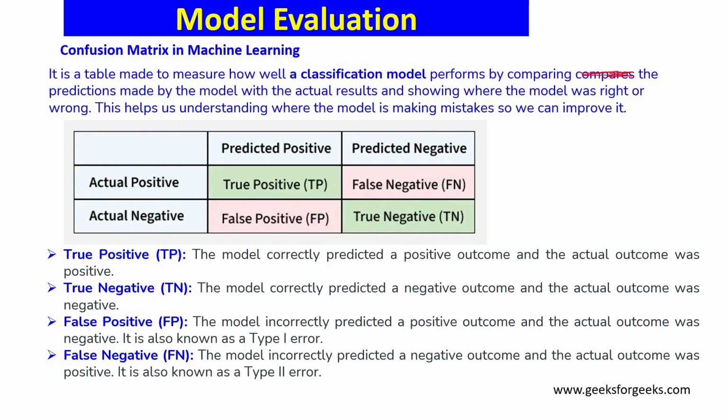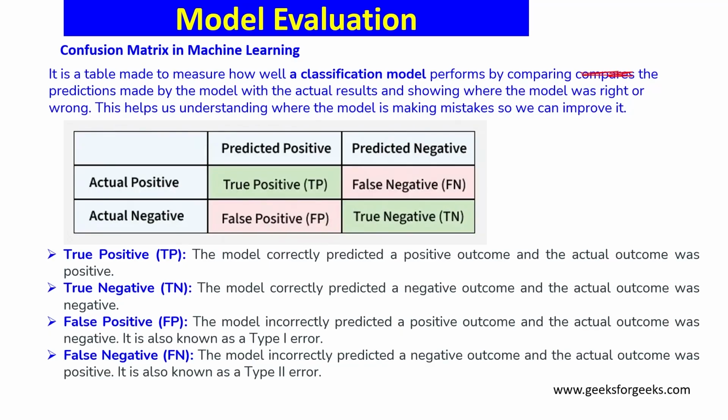So, I will tell you, true positive: the model correctly predicted a positive outcome and the actual outcome was also positive, right. So, that means what? The model is going to predict something. You see the prediction is correct and the outcome is also correct. Outcome means actual outcome, which is coming from an experiment or something. True negative: the model has predicted a negative outcome and the actual outcome is also negative.